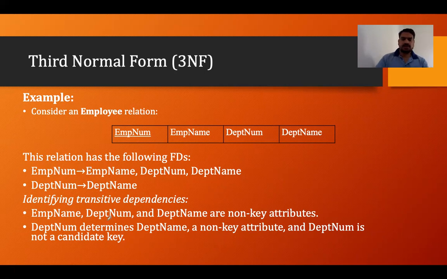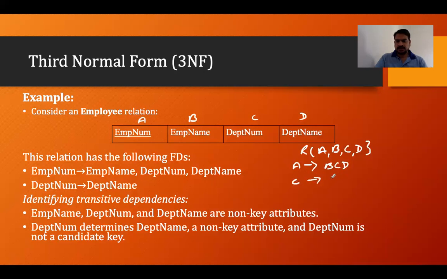Now let's go and see it in simplified form. Let's make it A, B, C and D. So what is the relation? We have a relation with the attributes A, B, C and D. Now the functional dependencies given are A, which is determining B, C, D, and again C, which is determining D. Okay.